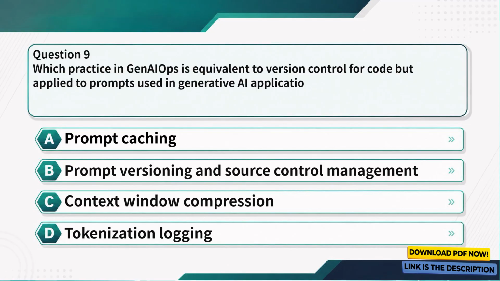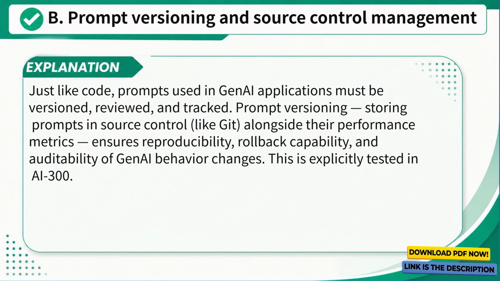Question 9. Which practice in GenAIOps is equivalent to version control for code but applied to prompts used in generative AI applications? A. Prompt caching. B. Prompt versioning and source control management. C. Context window compression. D. Tokenization logging. Correct answer. B. Prompt versioning and source control management.